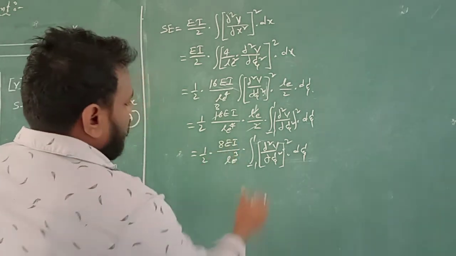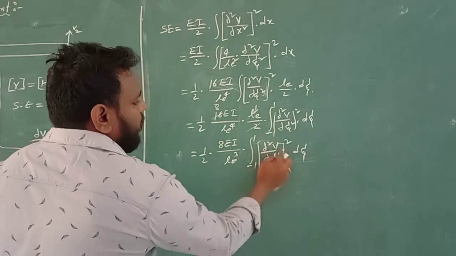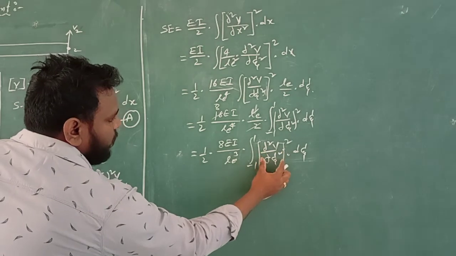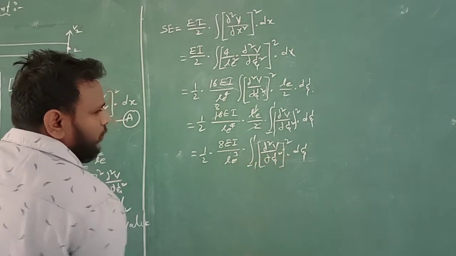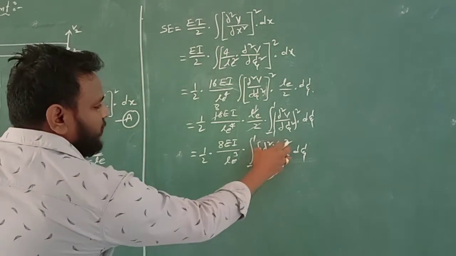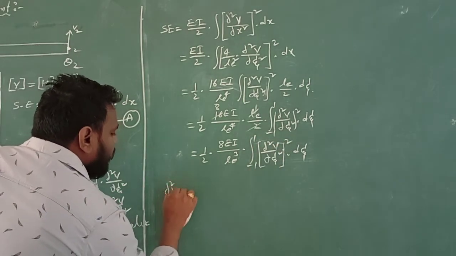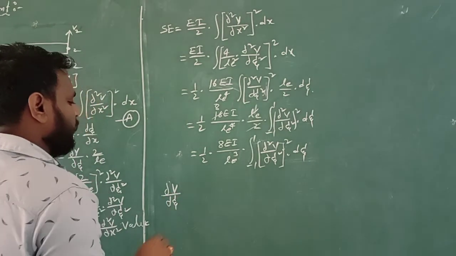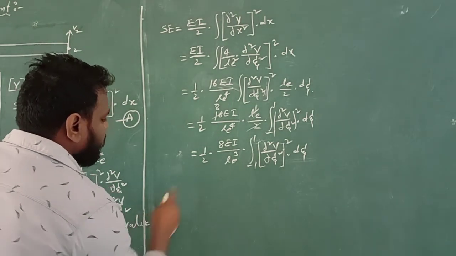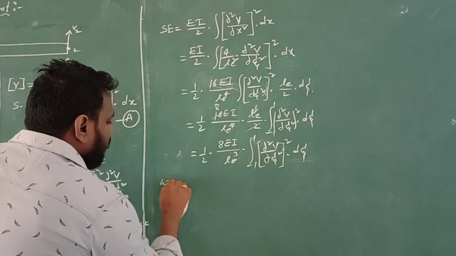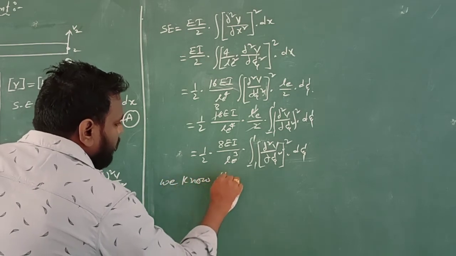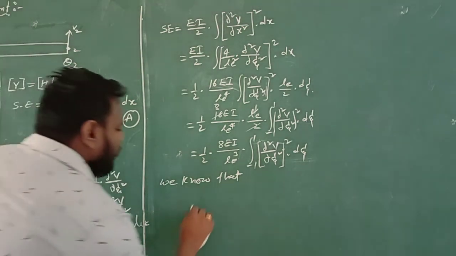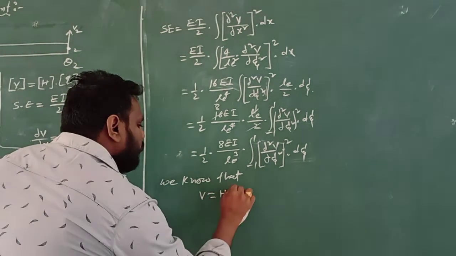Now write this quantity again. I am taking only a small component in order to find the stiffness matrix. I am taking this component only, ∂v/∂ξ. Since we know that v is equal to H into q.